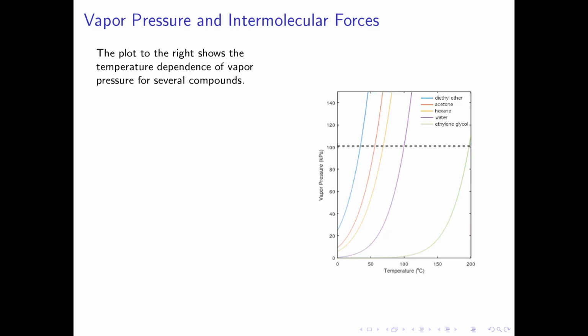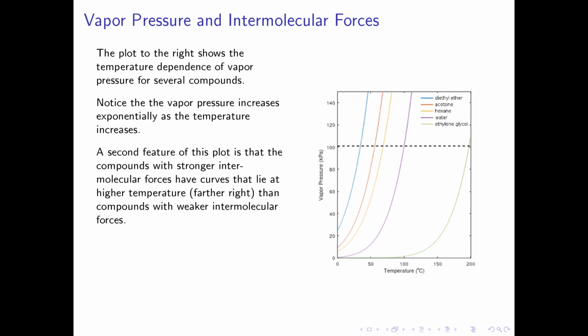Lastly, we will consider the effect of temperature on vapor pressure. The plot to the right shows the temperature dependence of vapor pressure for several compounds. Notice that the vapor pressure increases exponentially as the temperature increases. A second feature of this plot is that the compounds with stronger intermolecular forces have curves that lie at higher temperature, or farther to the right, than compounds with weaker intermolecular forces. Diethyl ether is the compound with a vapor pressure curve that lies to the leftmost. It is a very small molecule which only has dipole-dipole interactions.